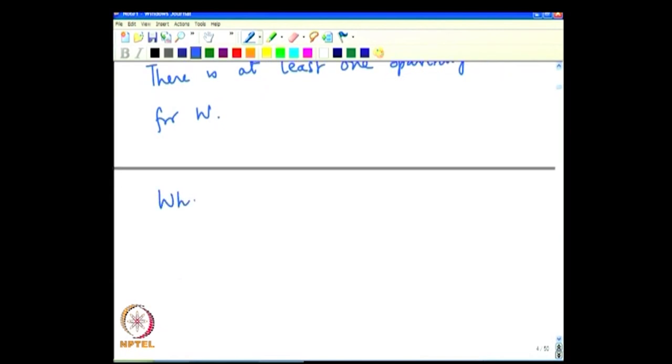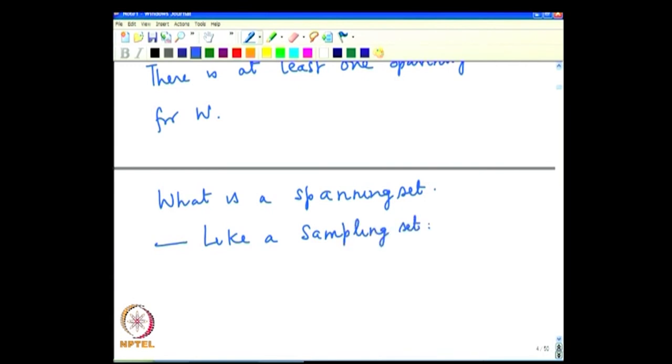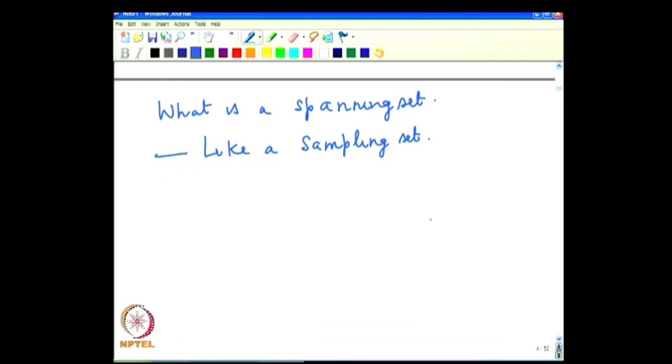But are we satisfied with this spanning set? What is a spanning set? A spanning set is like a sampling set. What do we mean by this? When we say sampling set, it means that by knowing these vectors in the spanning set, we can generate all the other vectors in the subspace. So, when you want to take W as a sample for itself, then we are sampling all the vectors and it is not a very good sampling. Therefore, from the point of view of sampling, our sampling set, the so called spanning set, must be a proper subset of W. So, we would like the spanning set to be a subset of W.